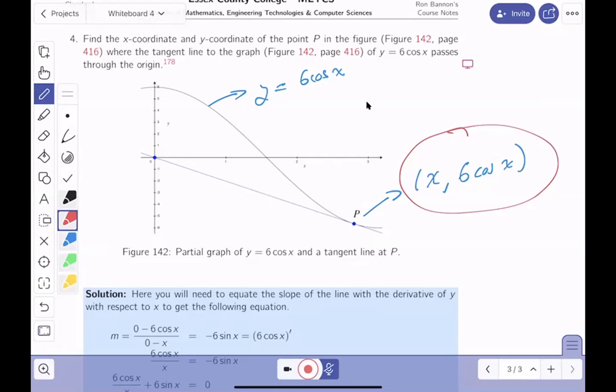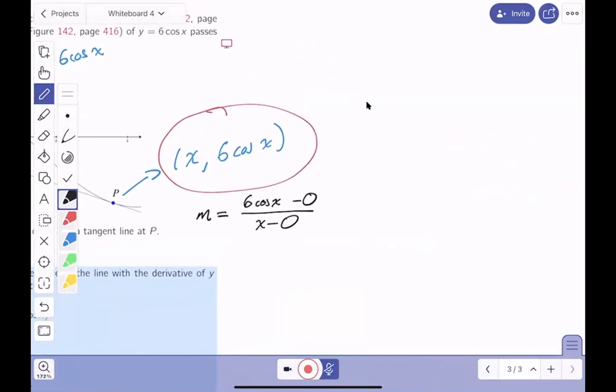What would the slope be? Let's write this down. So the slope of this line over here, m, is the important part. Well, it goes through the origin. So what's going to be the change in y? So let's write this down: 6 cosine x minus 0. This is the origin, the point 0, 0. I'm just writing slope down. So that's going to be change in y, 6 cosine x minus 0, and then x minus 0. Let me keep writing that down. That's a slope. So it's going to be 6 cosine x over x.